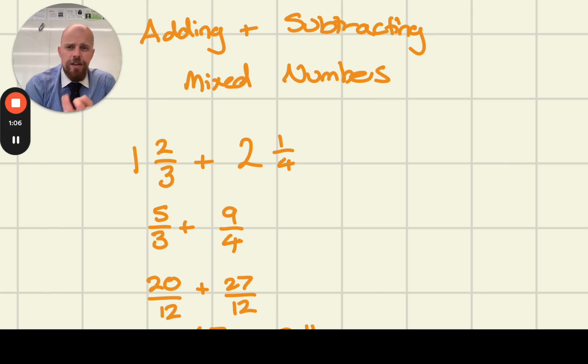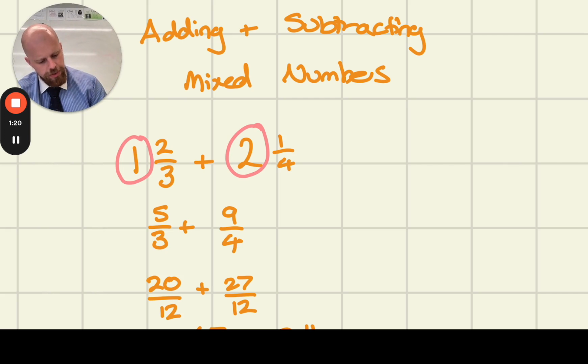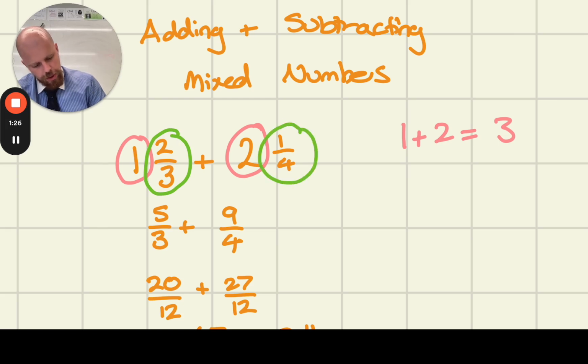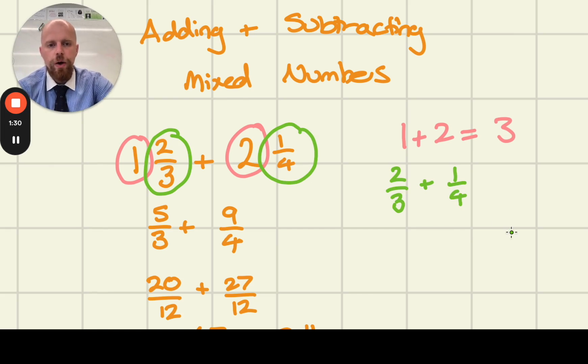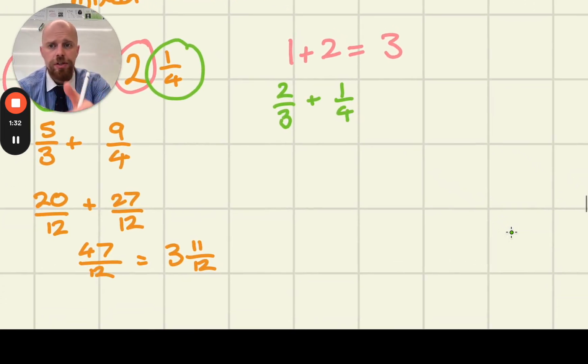Now, there is an easier way to do it though. If instead of converting these to top-heavy fractions, what we do is we consider the numbers and then the fractions separately. So I'm going to consider just the numbers. I've got the 1 and the 2. I have 1 here and 2 here. 1 plus 2 is 3. And then I'm going to consider just the fractions. 2/3 plus 1/4.